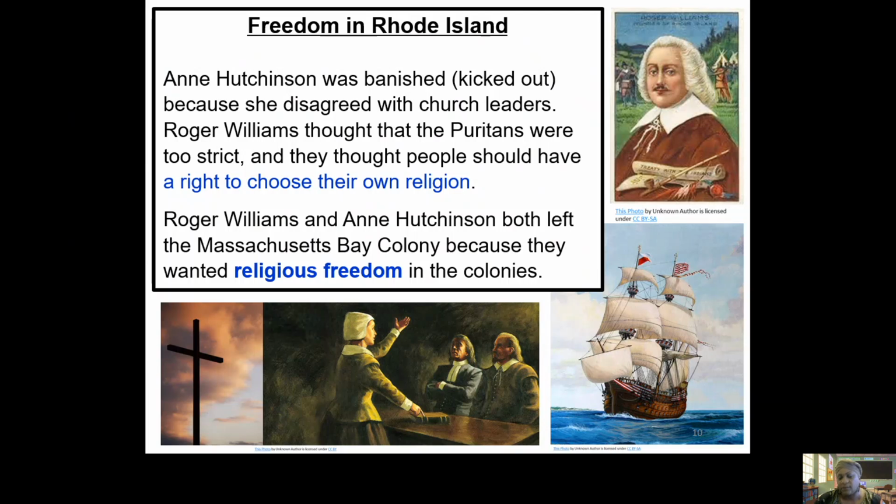Now, tragically, Anne Hutchinson, later on, she's going to get killed by Native Americans. They're going to kidnap her daughter. So it's unfortunate that her future wasn't very good because of the situation with the Native Americans killing her. But she tried to speak out for rights, and she tried to speak out really for women's rights.